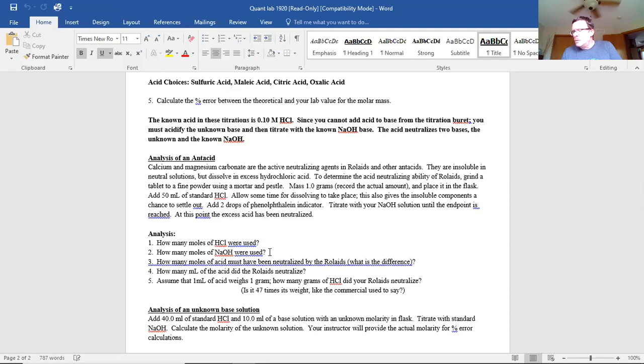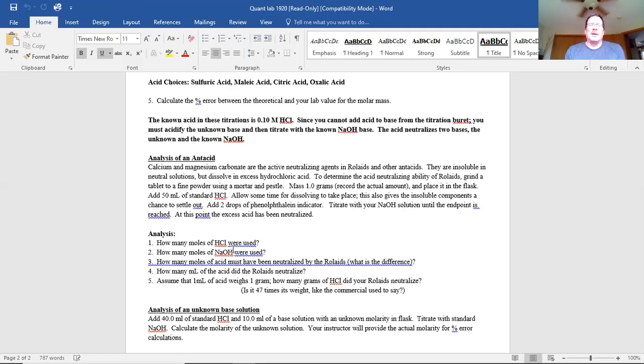We used somewhere in there, like 8.5 milliliters. Like we started at 1 and ended at 9.5. So then you can find the moles of the base. Now, in theory, in a 1-to-1 ratio, these should be the exact same number, but they won't be because you also use the acid to neutralize the rolanes.